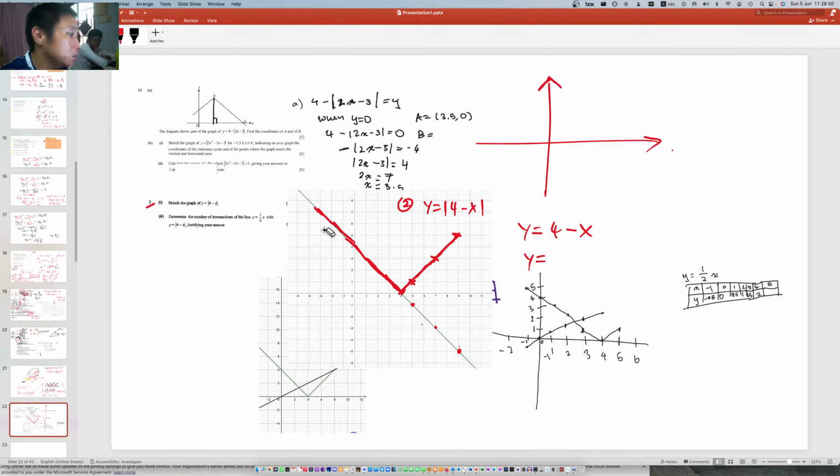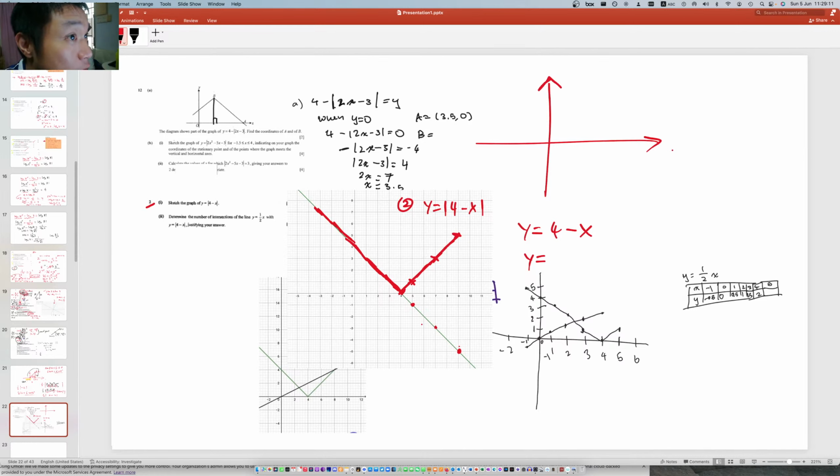But of course, in order to reach the red one, you need to get the original first. Okay, so that's how you sketch y equals modulus 4 minus x. Then what do they say? Determine the number of intersections of the line with this. So you need to draw y equals half x also. How do you draw y equals half x?